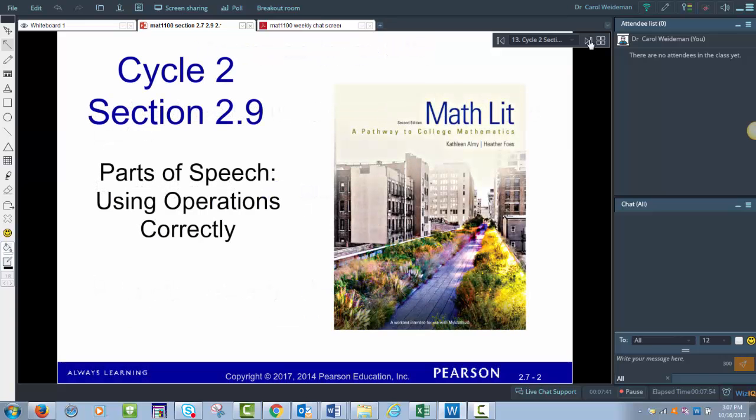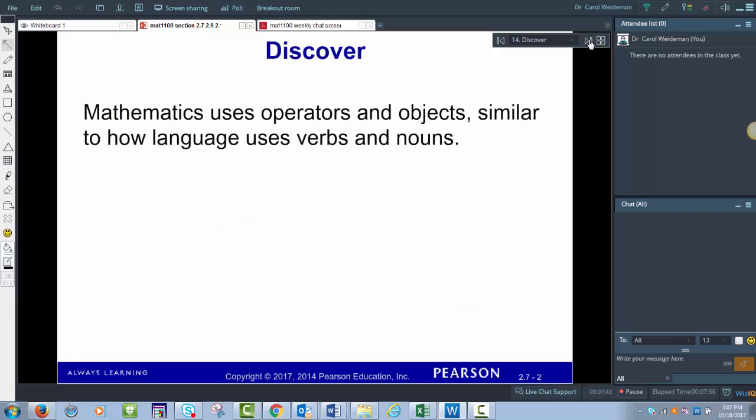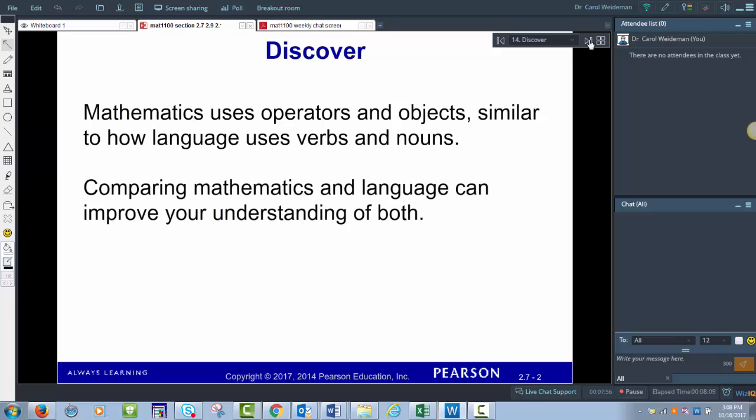Okay, section 2.9, using operations correctly. In this section, we introduce the concept of operators and objects, which is similar in language to how we use verbs. Operators are going to be verbs, they do things, and nouns, which are the objects, and those are the things to which we do the operation.